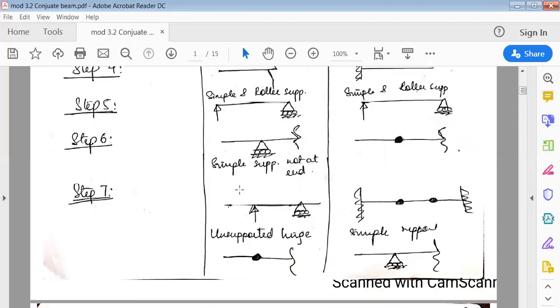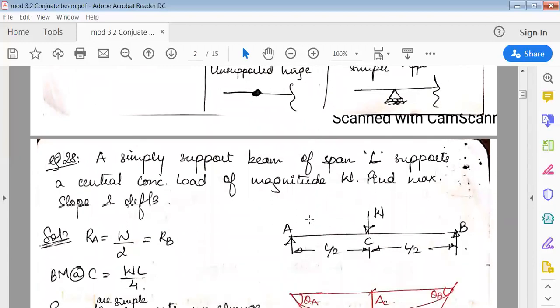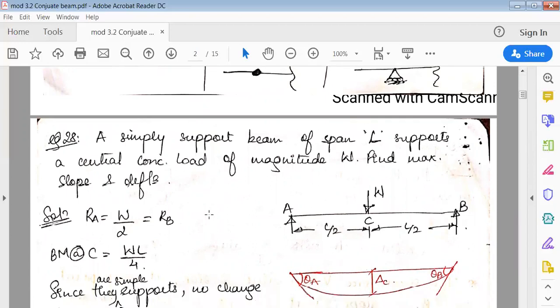Okay, all right. With this background, let us start with the problem. It goes like this. They've given you a simply supported beam of span L, which supports a central load of magnitude W. Find the maximum slope and maximum deflection. Again, it is a simple problem. They've just asked for the maximum slope and maximum deflection.